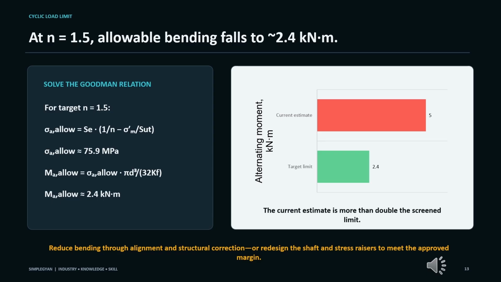If the approved target is 1.5, solving the same Goodman relation gives an allowable alternating bending stress of about 75.9 megapascals. With the same shaft diameter and fatigue concentration factor, that corresponds to only about 2.4 kN of alternating bending, less than half the 5 kN estimate. The team must reduce the bending through alignment and structural correction, redesign the stress raiser or shaft, or combine these changes until the required margin is verified.